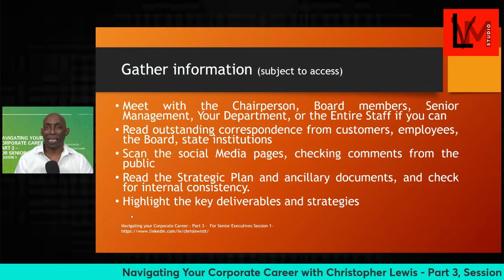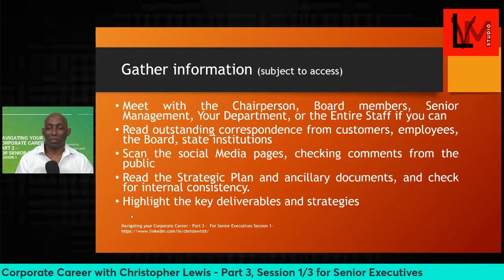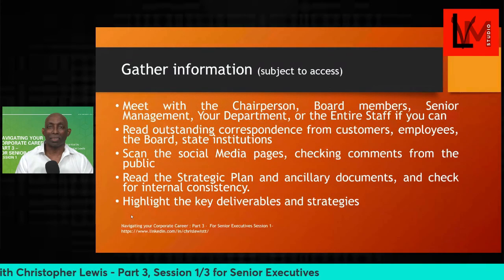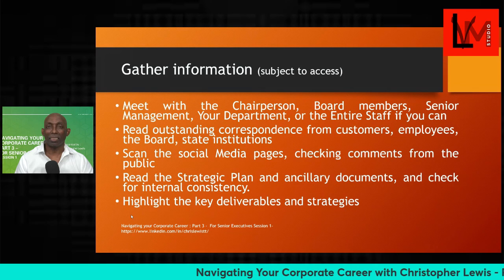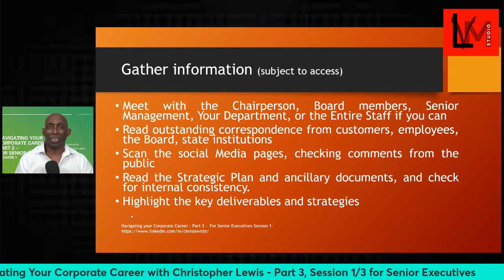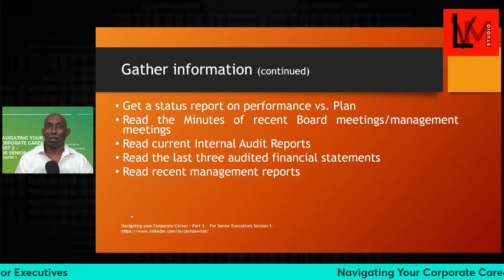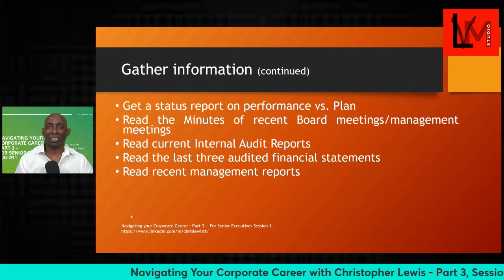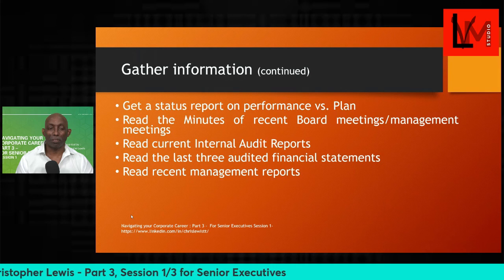Read the strategic plan if there is one, and any ancillary documents that may go together with the plan, and check for internal consistency to ensure that goals and strategies are aligned with each other. Highlight the key deliverables and the strategy which have been identified thus far. Get a status report on actual performance versus plan. Read your minutes, past board meetings, management meetings, again to understand what are the current issues or which are some of the issues that may be carrying over from period to period.